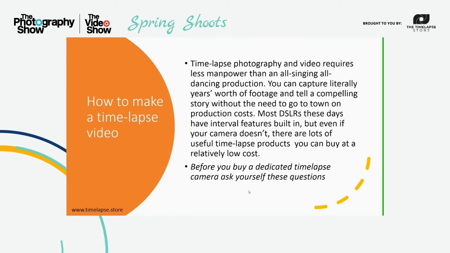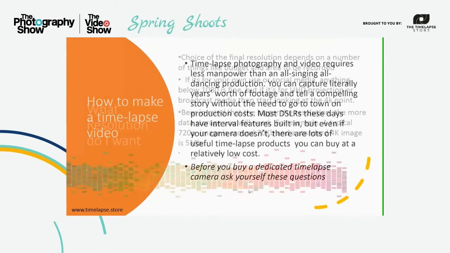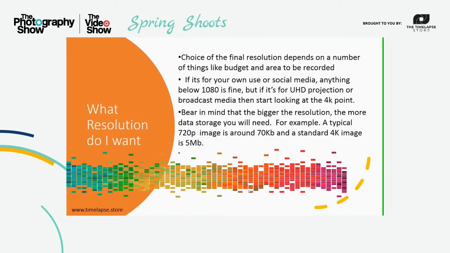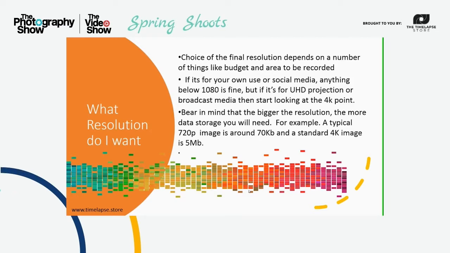Before you buy a dedicated time-lapse camera, ask yourself these questions. What resolution do I need? If it's just for yourself and your own family, then 720p is more than okay. If it's for social media, then you really need to start at 1080p. But if it's an ultra high definition project or used in broadcast, then you've got to start looking at 4K. Although most systems only output at 1080, the advantage of 4K allows you more editing flexibility.